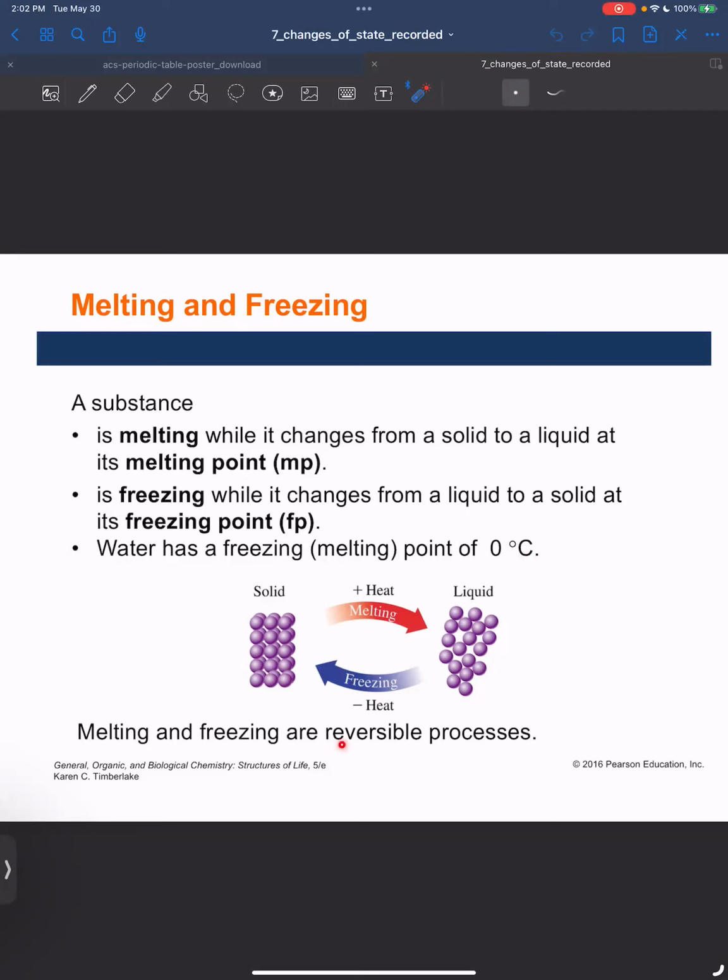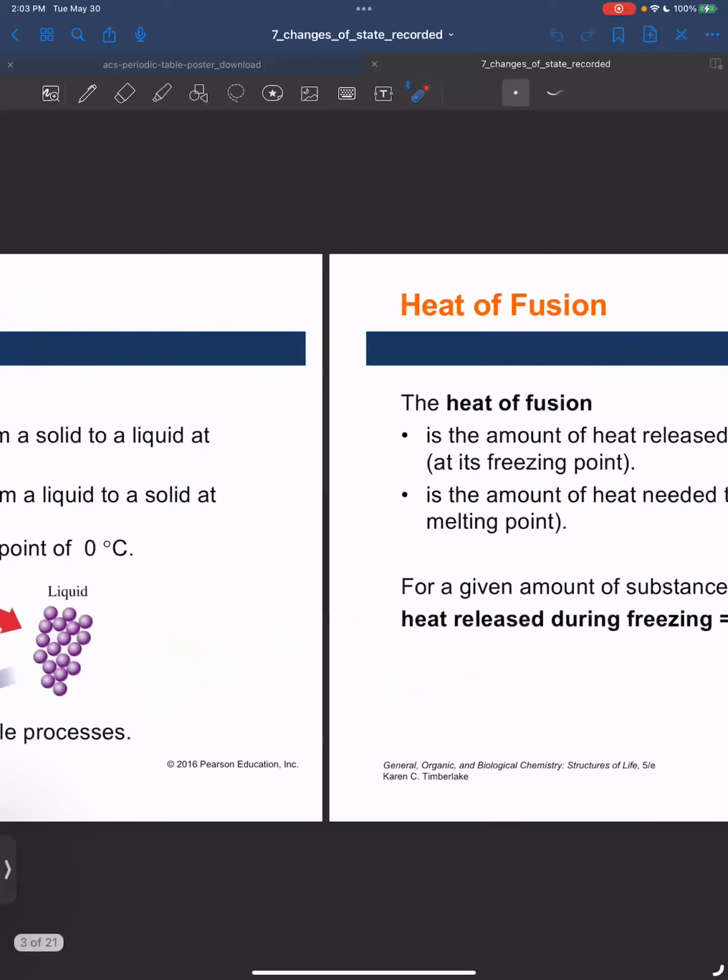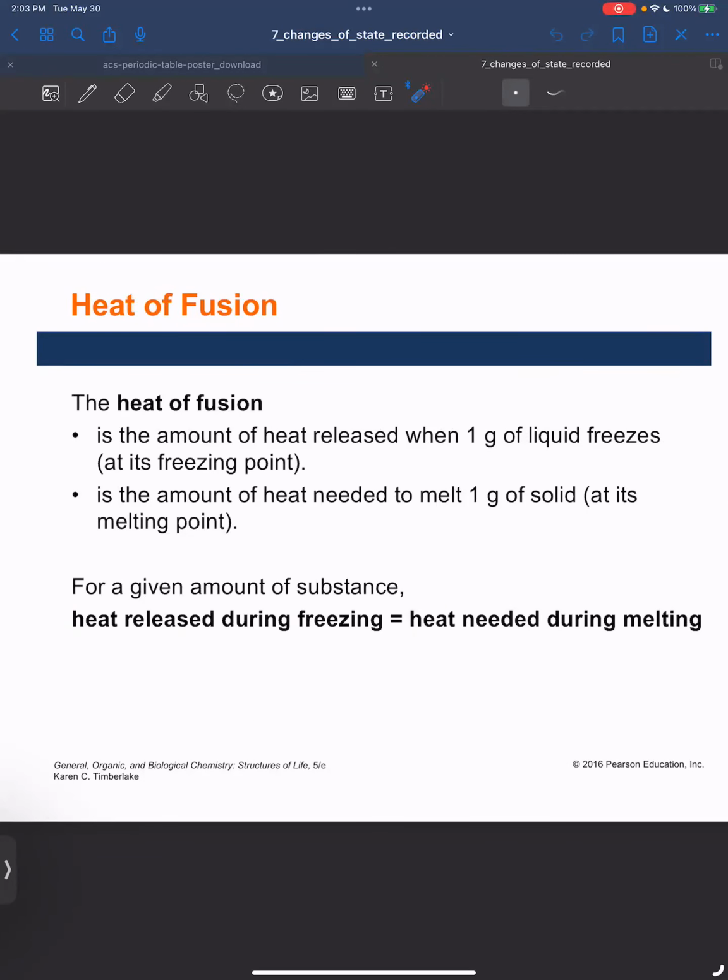Melting and freezing are reversible processes. So they can happen at the same temperature. And there is a constant associated with the amount of energy it requires to melt or freeze a substance, and that's called heat of fusion. The heat of fusion is the amount of heat released when 1 gram of liquid freezes at its freezing point. And remember, heat is released when that process happens because we're freezing.